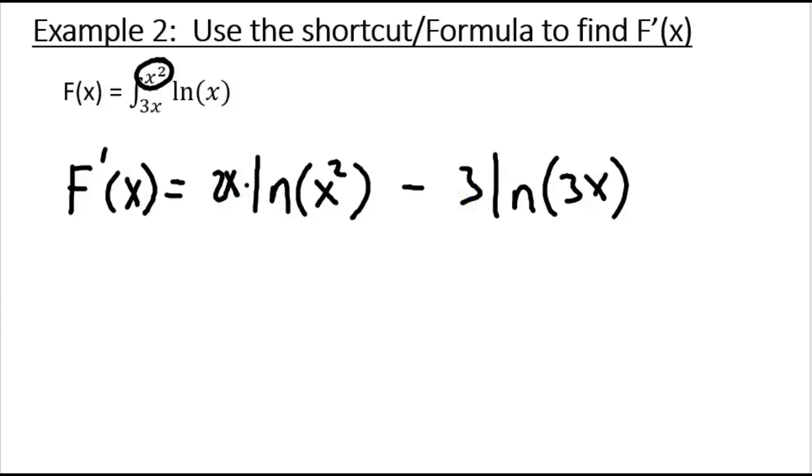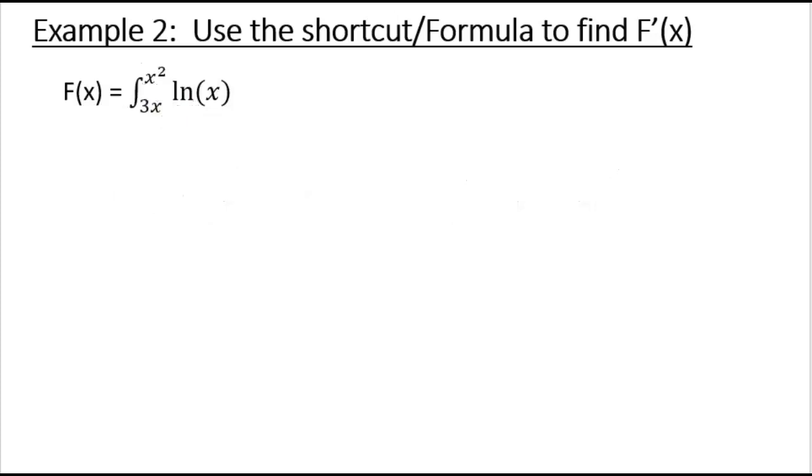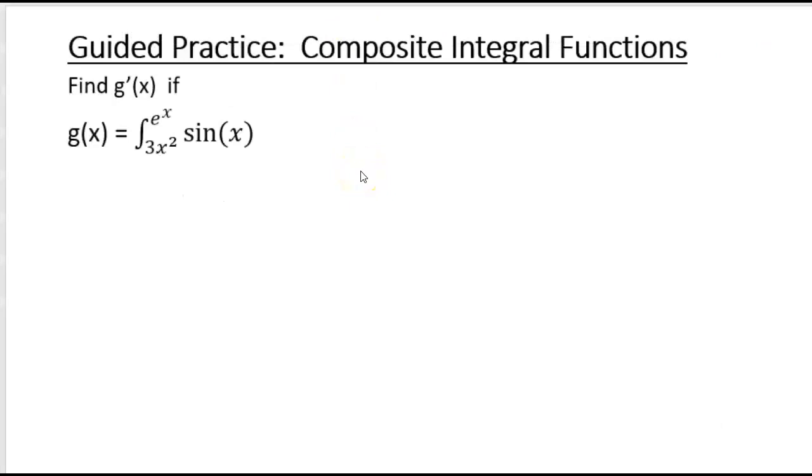Okay? So it's a three-step process. First of all, you write this number here and here with a subtraction sign between them. Next, you plug in the limits. And then third, you multiply by the derivative of the insides. And you're done. So that's it. Much faster, wasn't it? Let's go ahead and try another one here. So let's do a guided practice.